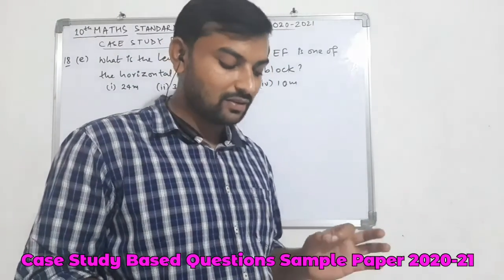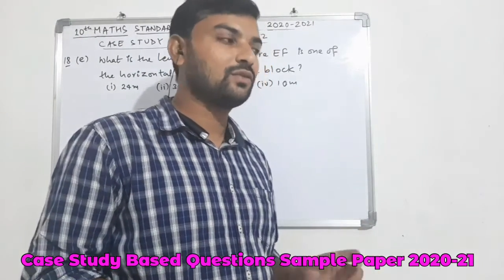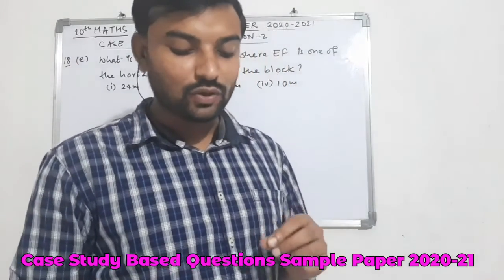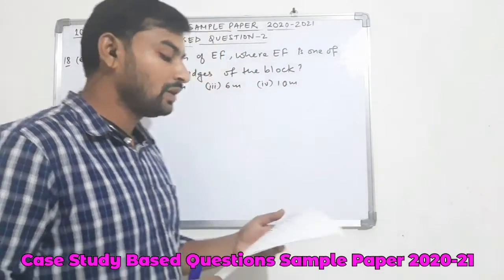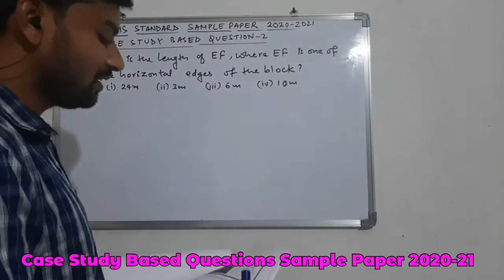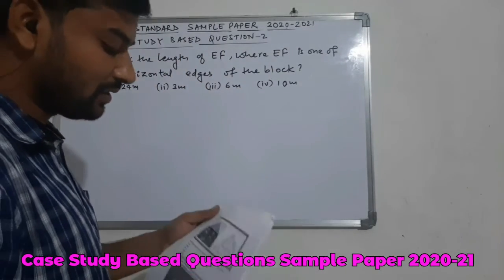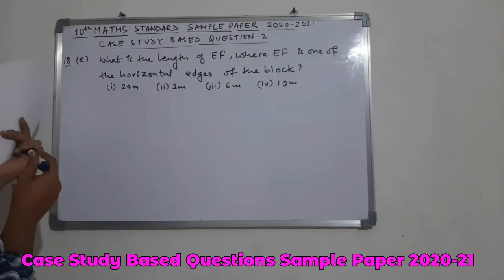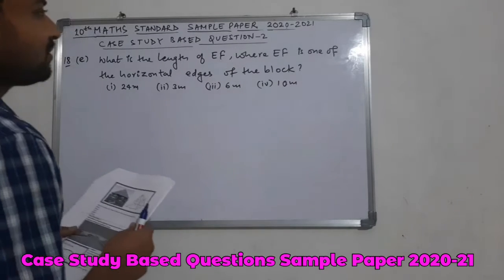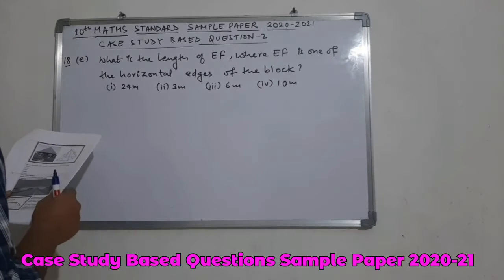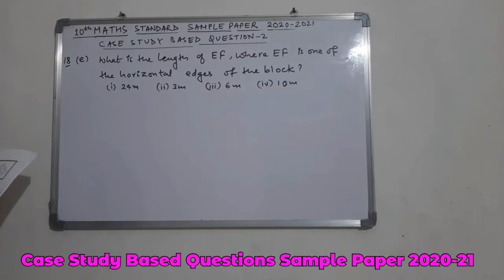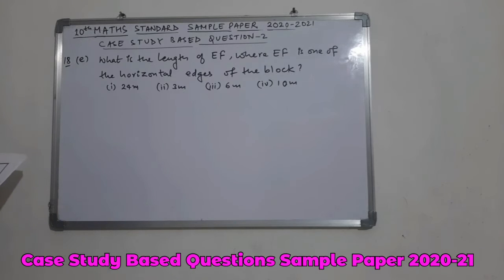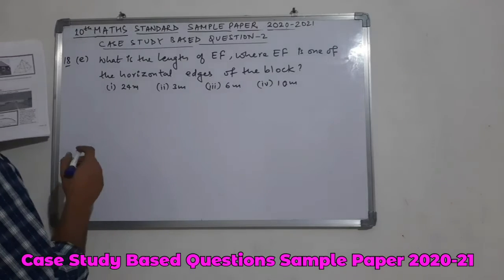It has various things. The most important part for us to solve this question is that all the edges of a pyramid in the model have length 12 meters. A pyramid is given to you whose every edge is 12 meters. Here the question is, what is the length of EF, where EF is one of the horizontal edges of the block. Of the horizontal edges, you have to find the length of EF.